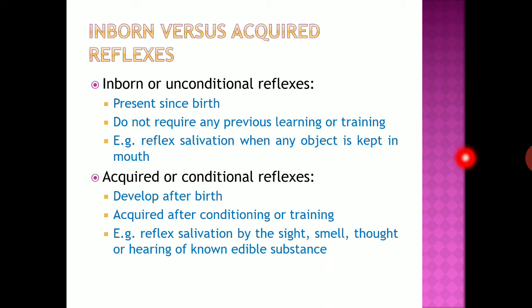Inborn versus acquired reflex. Inborn or unconditional reflexes are present since birth and do not require any previous learning or training. Example, reflex salivation when any object is kept in mouth. So it is inborn or unconditional reflex. Acquired or conditional reflex develops after birth, acquired after conditioning or training. Example, reflex salivation by sight, smell, thought, or hearing of non-edible substance.